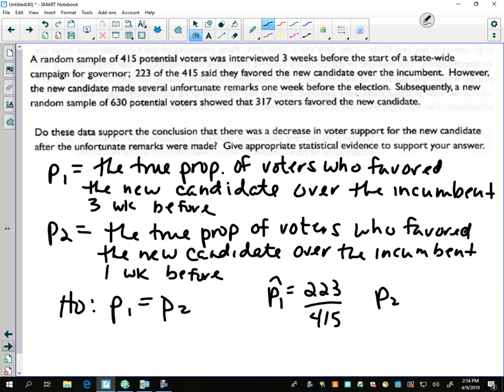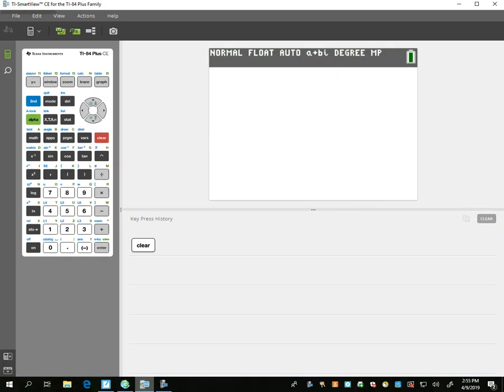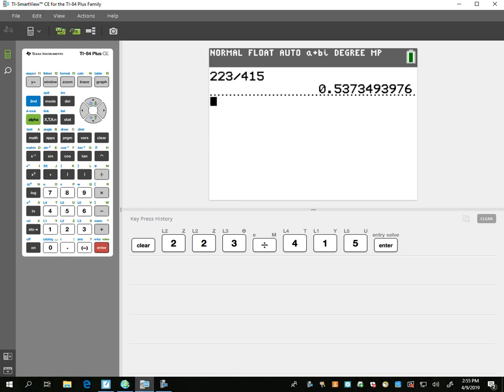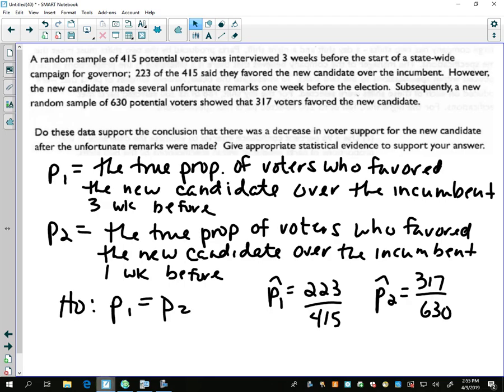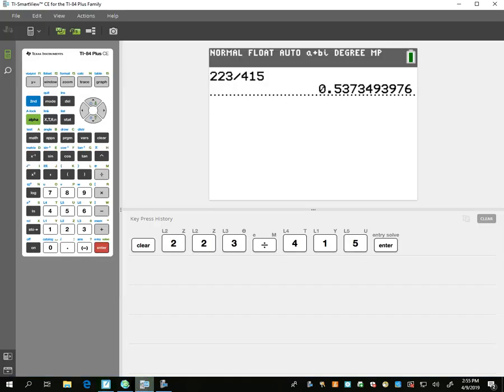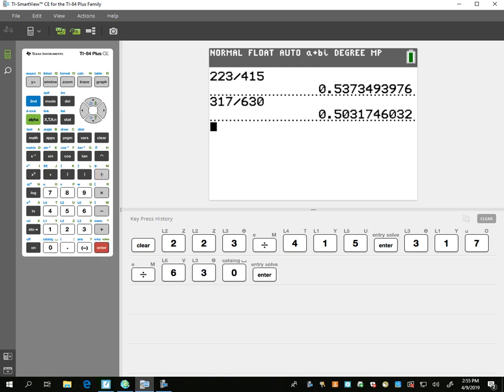P hat 2 is 317 over 630. So let me just go to my calculator for a minute. 223 divided by 415, the proportion is approximately 0.54. And let's do 317 divided by 630, and that's giving me 0.50.